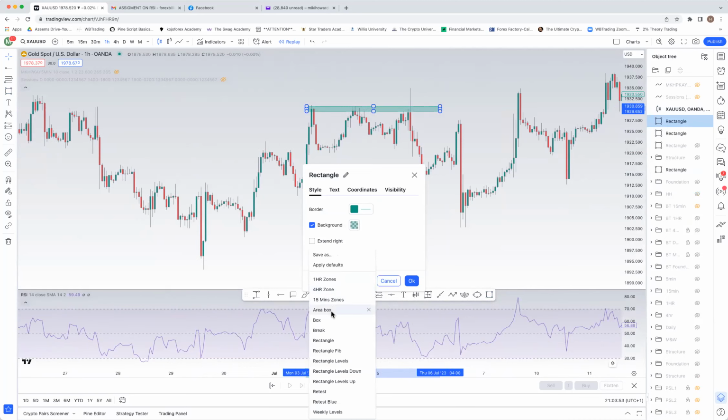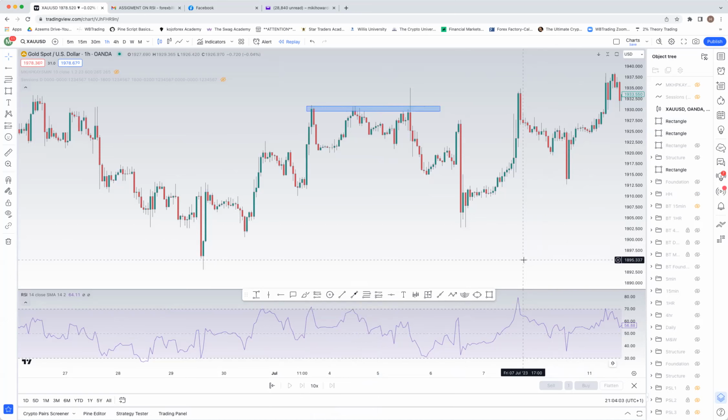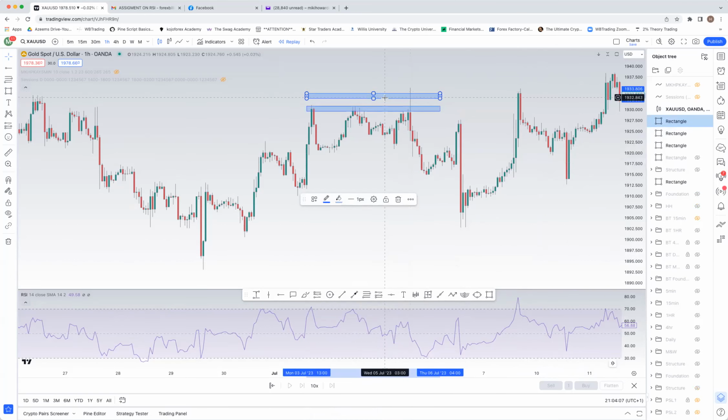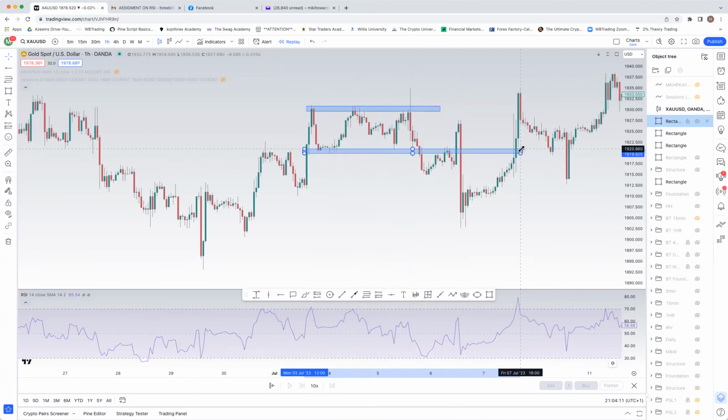What I normally would use, the 1 hour, I use the blue zones. The 4 hour, I use the green zones like this. 1 hour, I use the blue zones like this. Do you understand? Even if you look here, you can draw 2 and then use it as one of the assignments. Here, see here and here, this area. Because going into the future, you see, we came here, we retested, and then we came down. We broke up, but we didn't close up. Boom, and then we came down again.